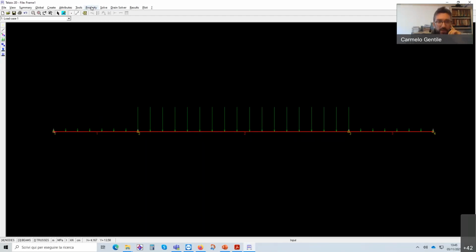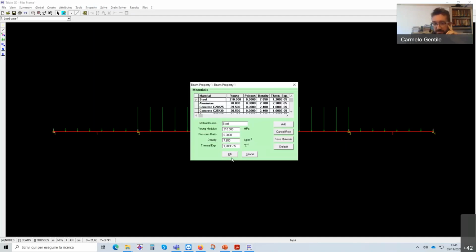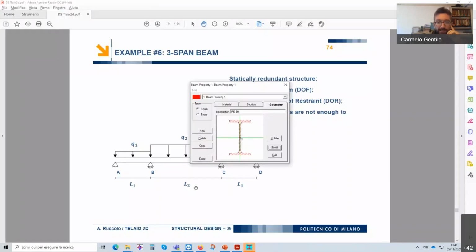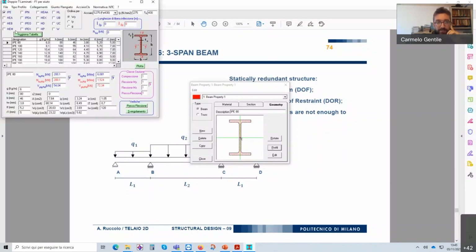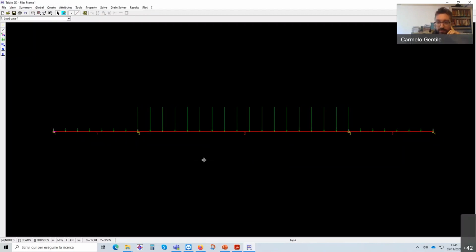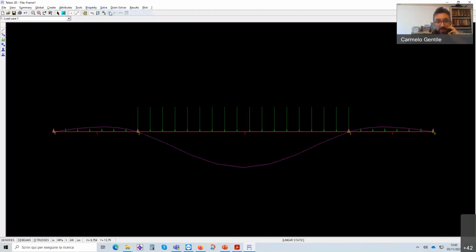Okay. We need only to define the properties. So again, geometry, profiles. Let's go for an IPE 500. A very tough guy. Close. It seems we have everything. We can solve the structure, linear static.